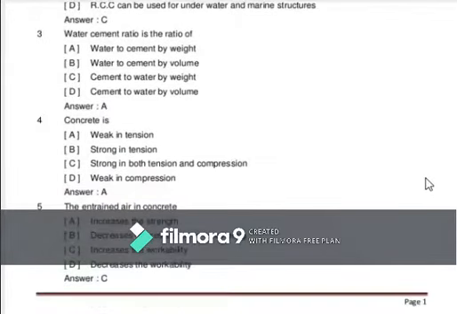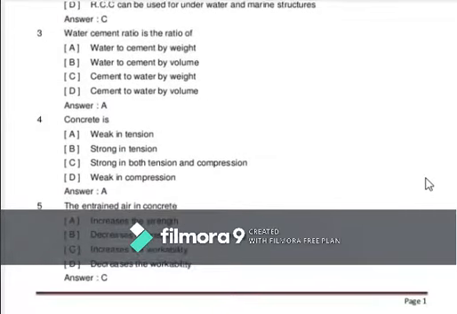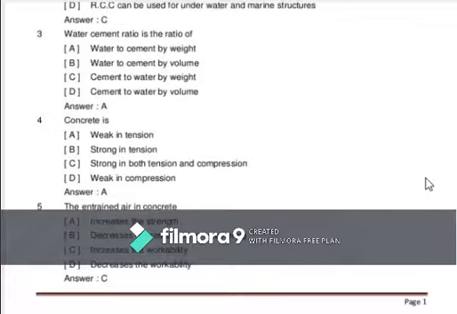So now question number 3. Water cement ratio is the ratio of water to cement by weight, water to cement by volume, cement to water by weight, cement to water by volume. So the answer is A. Water to cement by weight.